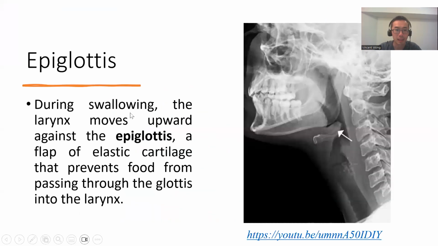Okay. So during swallowing, oh, it's also here. I didn't remember. During swallowing, the epiglottis is going to be pushed against the larynx, because the larynx is moving up, and it's an elastic cartilage that prevents the food from going into the larynx.